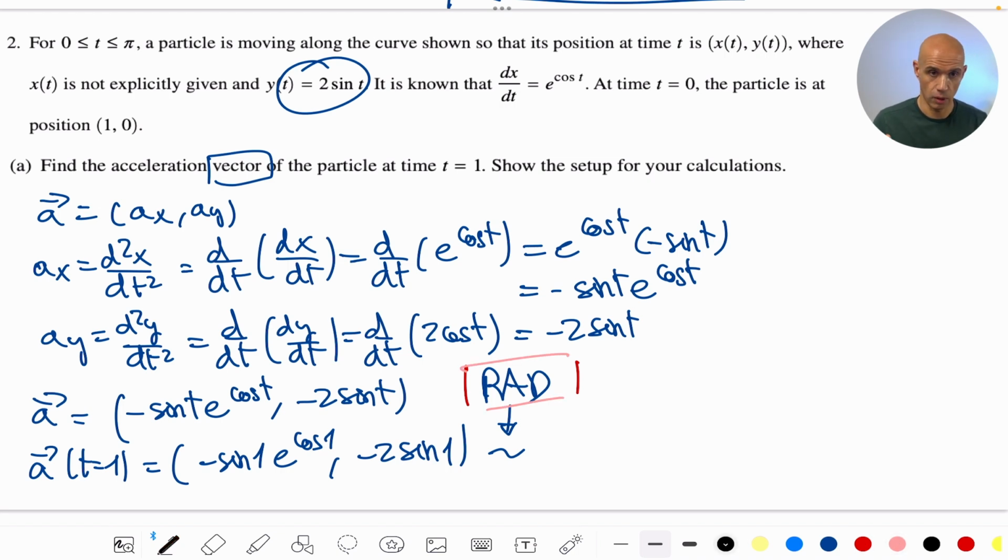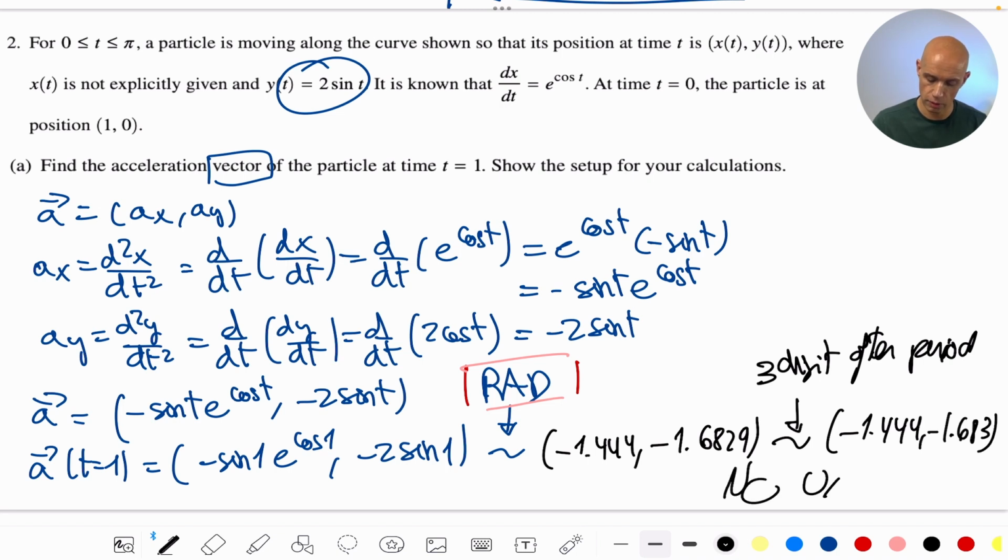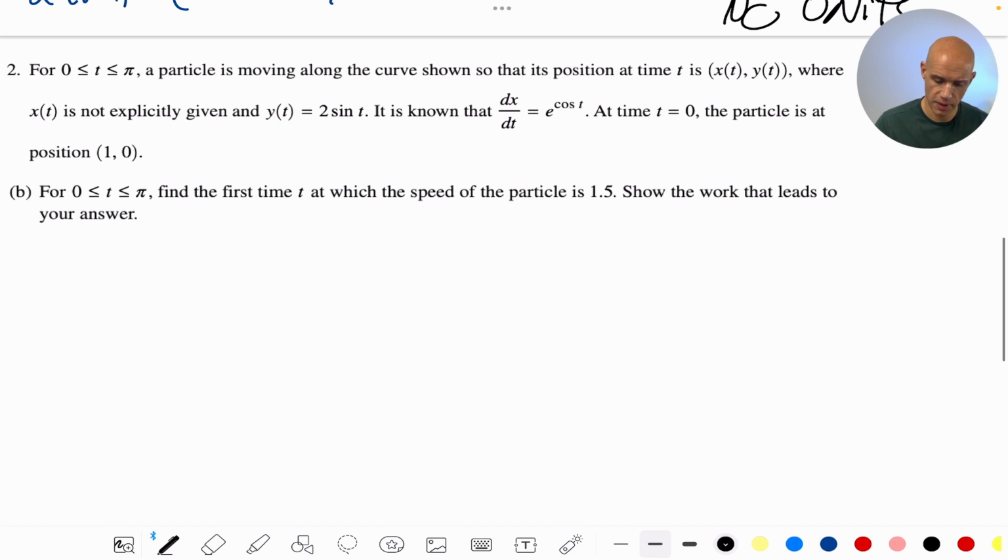So how much is that? Well, in the calculator it shows minus 1.444, and the other one is minus 1.6829. But if we use the 3-digit rule, 3 digits after the period, this becomes minus 1.444 and minus 1.683. And notice that there are no units. Anything else? No. I think this is great. We passed it. Okay, what happens next?